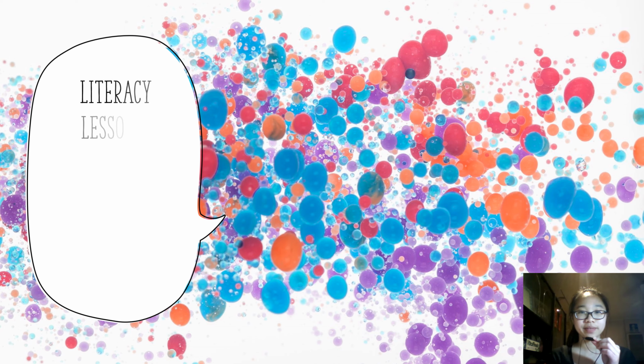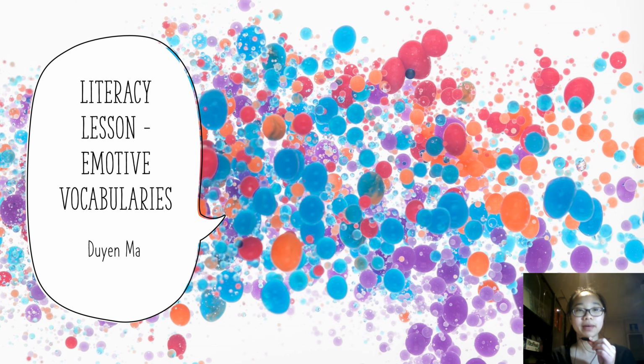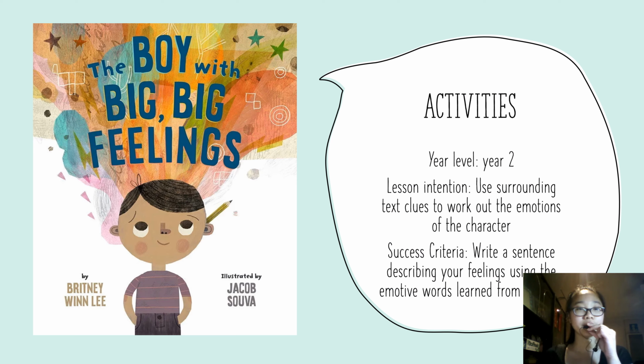Hello everybody. Today I'm going to be presenting my literacy lesson, teaching my Year 2 students about emotive vocabulary. The book I chose for my students is called The Boy with Big Big Feelings, written by Brittany Winley. And as you can tell from the name of the book, I'm going to teach my students about emotive vocabulary.